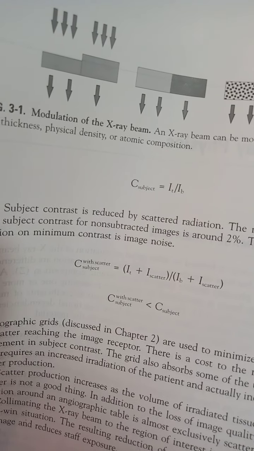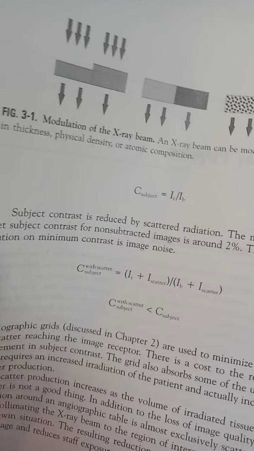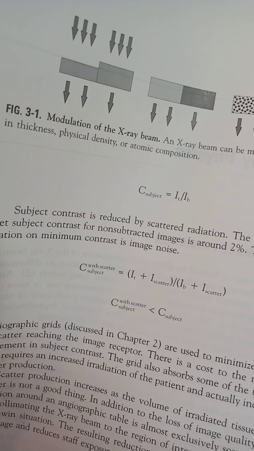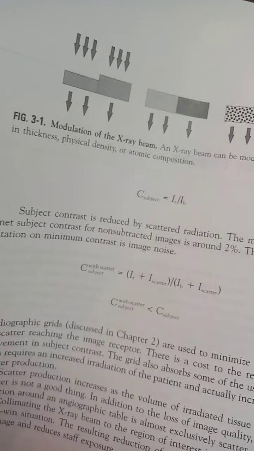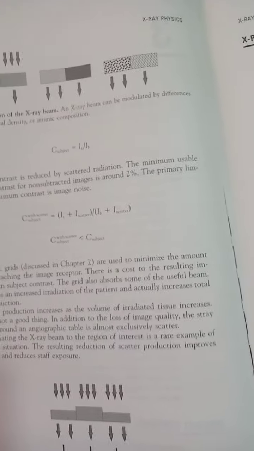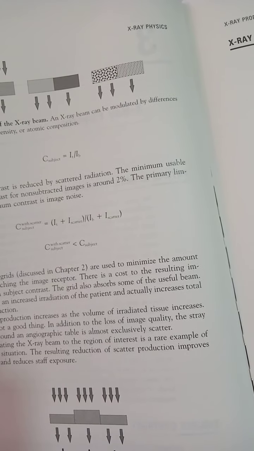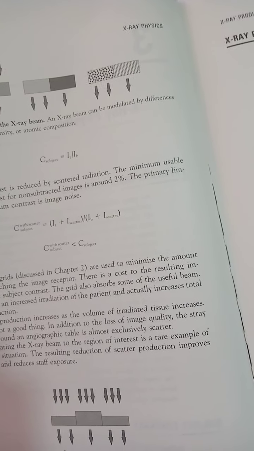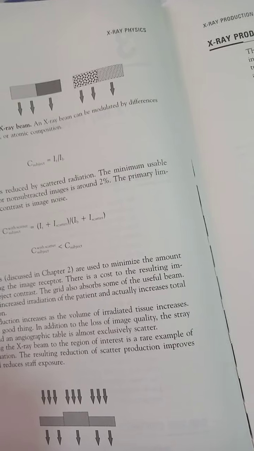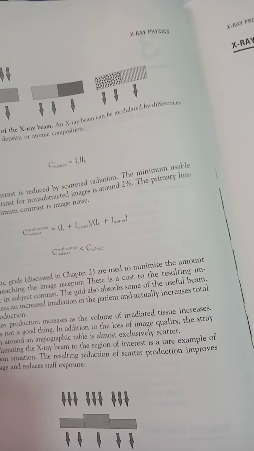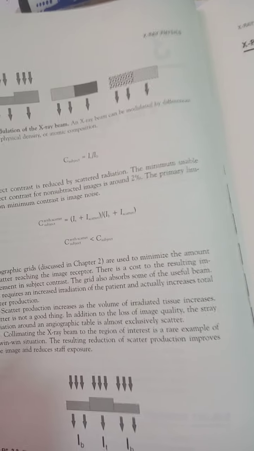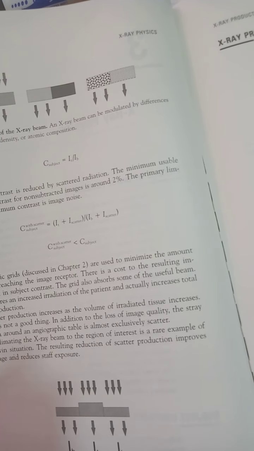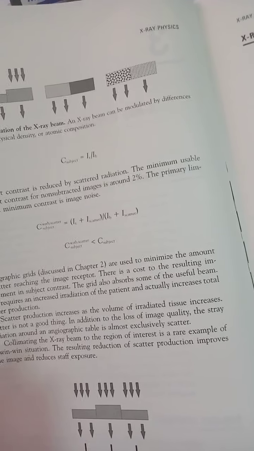The subject contrast is reduced by scattered radiation. The minimum usable net subject contrast for non-subtracted images is around 2%. The primary limitation on the minimum contrast is image noise. Radiographic grids are used to minimize the amount of scatter reaching the image receptor. There's a cost to the resulting improvement in the subject contrast. The grid also absorbs some of the useful beam. This requires an increased irradiation of the patient and actually increases total scatter production as well.